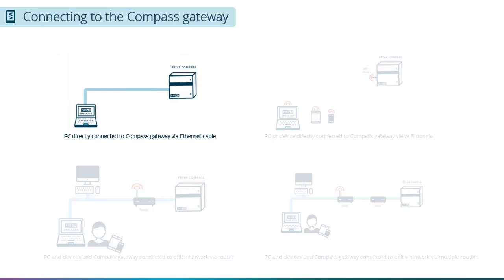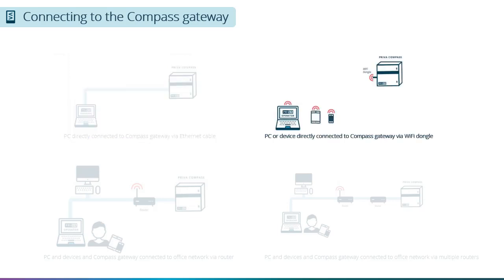For your laptop or PC, set a static IP address of 172.16.1.100 so that it will be in the same network range as the Compass. Once the Ethernet connection is completed, you can enter http://172.16.1.1 in your browser window to establish a connection with the Compass.